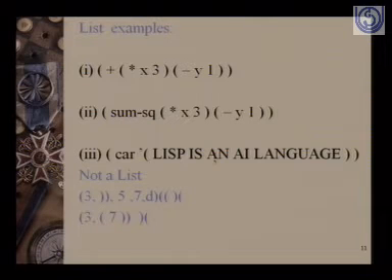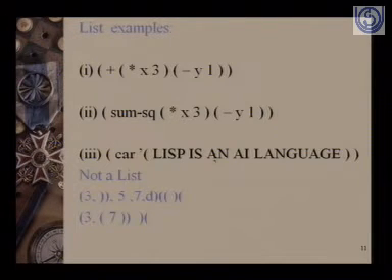Because it contains a pair of parentheses, it is possibly a list. If we remove the internal pair of parentheses, inside we have a star, which is a symbol. Inside we have x, which is also a symbol. Inside we have 3, which is a number. So the 3 contents of the sublist are either symbols or numbers. So the second is also a list by definition. The third is similarly a list by definition. And the largest expression in this particular case is a list which contains 3 elements at the top, namely plus, another list containing star x 3, and another list containing minus y 1.